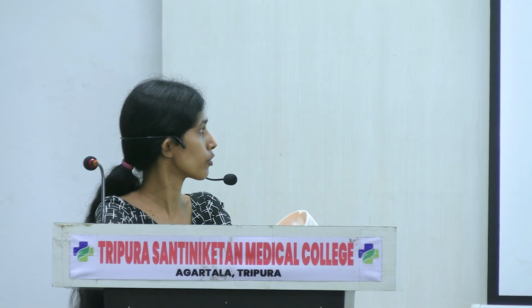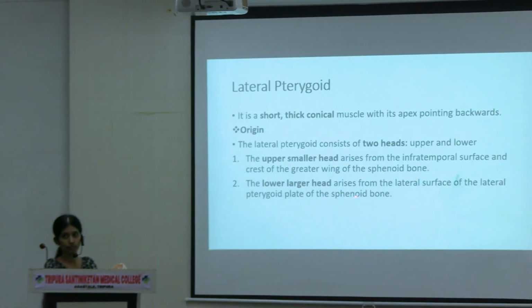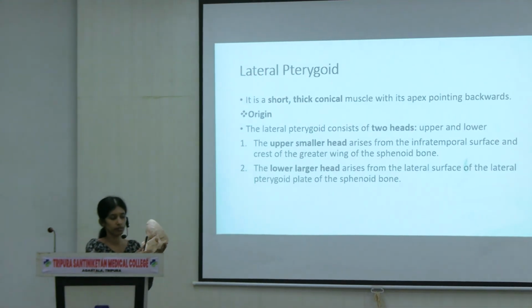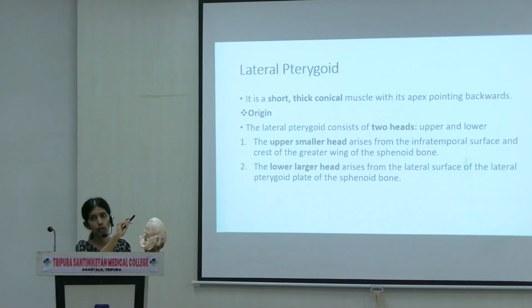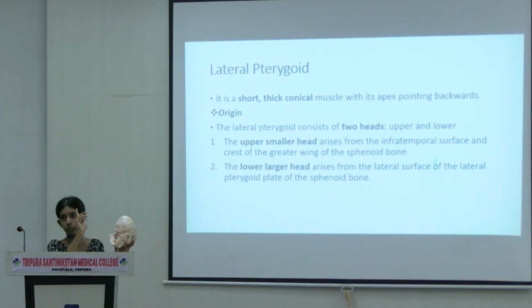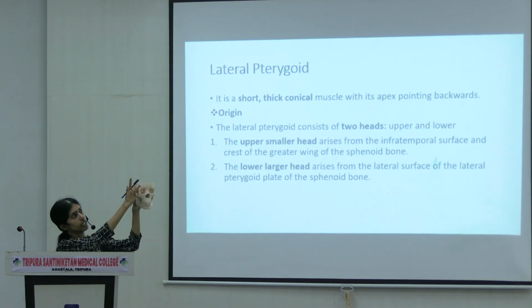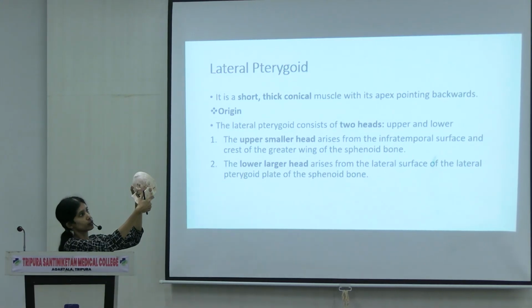The lower head originates or arises from the lateral surface of the lateral pterygoid plate of the sphenoid bone. I can show you the lateral pterygoid plate in this specimen particularly. For greater wing and lesser wing of the sphenoid bone, I have added the picture because there is no separate bone of the sphenoid bone. So this part where I am keeping my finger is your sphenoid bone. And later we have to check like this.